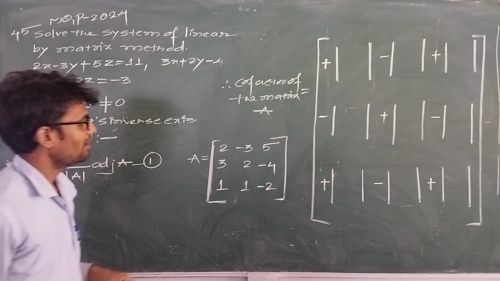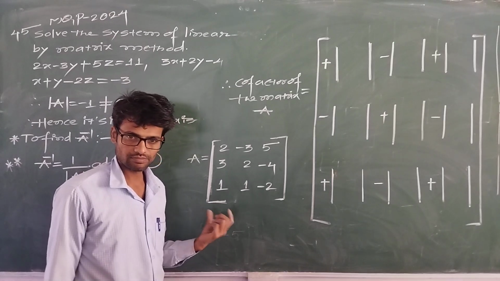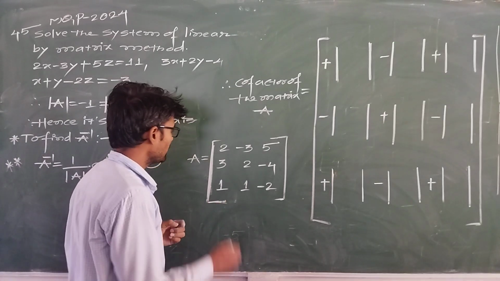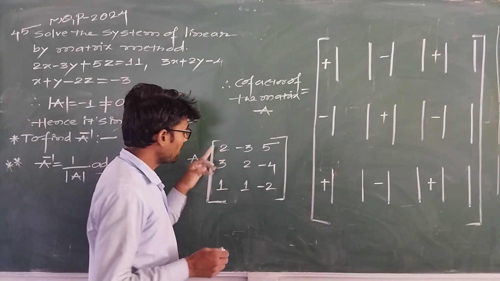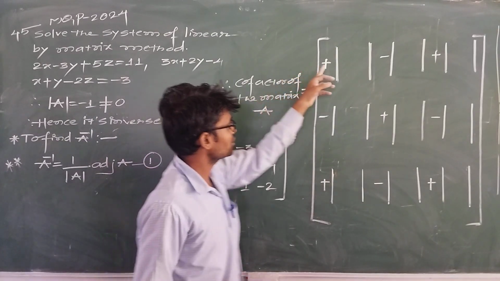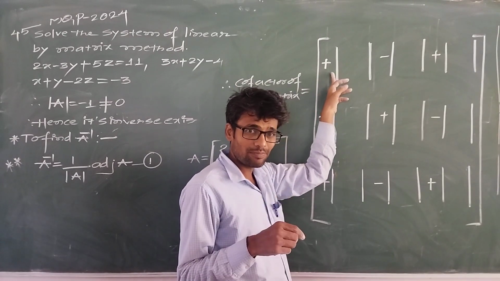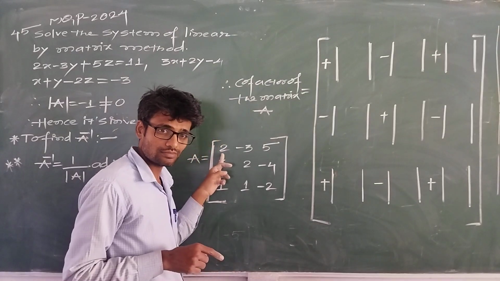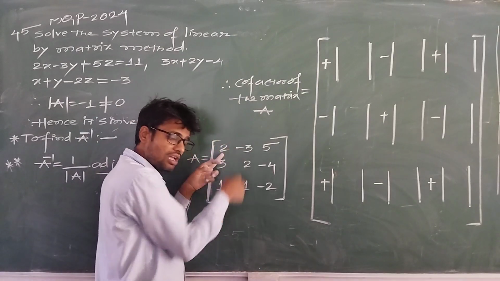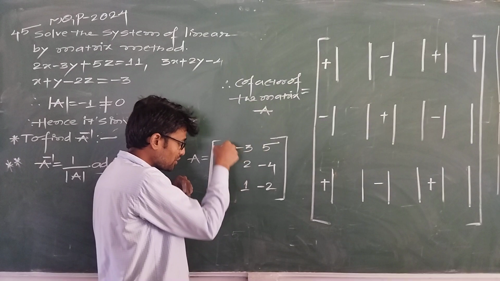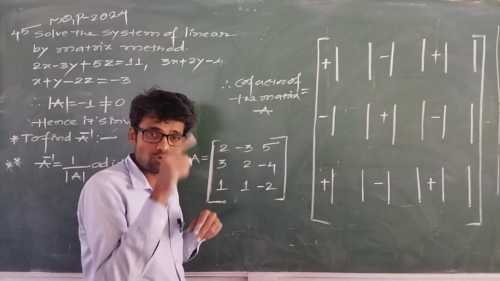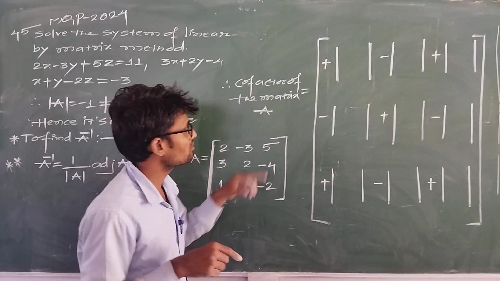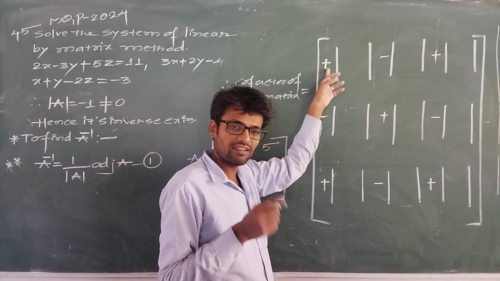So now I am finding the cofactor of this A. First, find the cofactor of 2. While finding the cofactor of 2, first you write a plus symbol. Why plus? Because it is minus 1 raised to i plus j, and this 2 lies in the first row and first column. So you get minus 1 raised to 1 plus 1, which is minus 1 squared, which is nothing but plus 1. And simply I write a plus symbol.